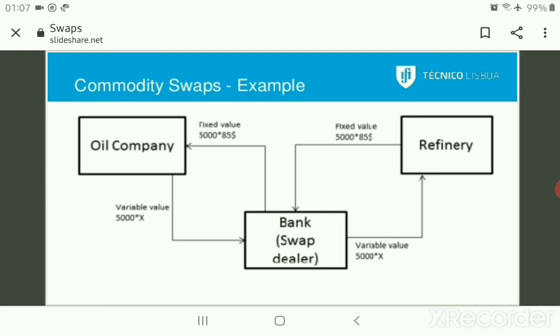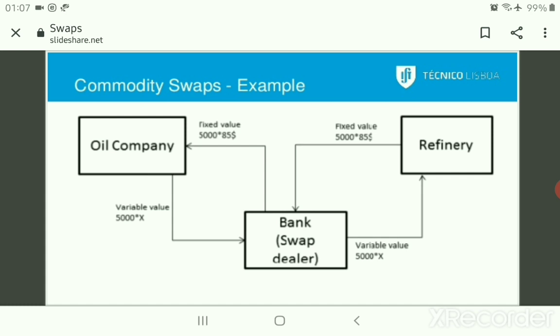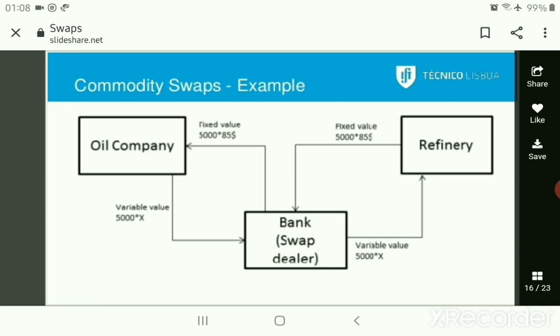Now that's what we see in the middle, the bank data. So the agreement is, it will be like this: the refinery will pay a fixed amount to the bank, and the bank will pay a floating value, a floating rate. That means the current market price of that product to the refinery. So if the market rate is very high, the refinery can make profit. If market rate is low, the refinery has a loss.